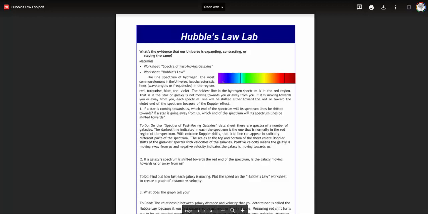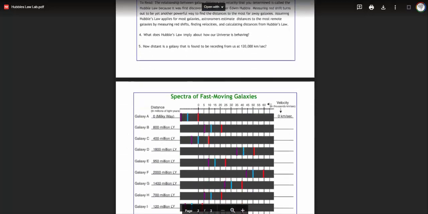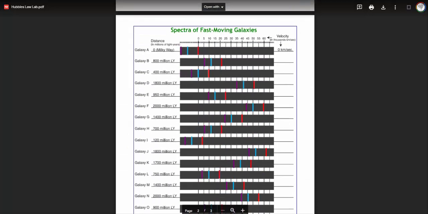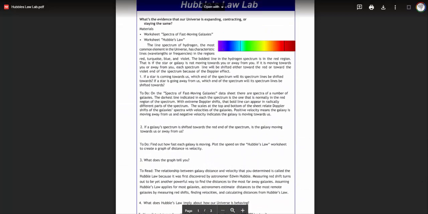This lab has 3 pages. The first page are instructions and the questions that you need to answer. The second page is the spectra of fast-moving galaxies, and the third page is the graph. So we're going to start here.